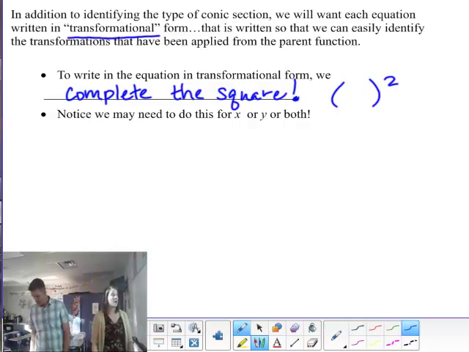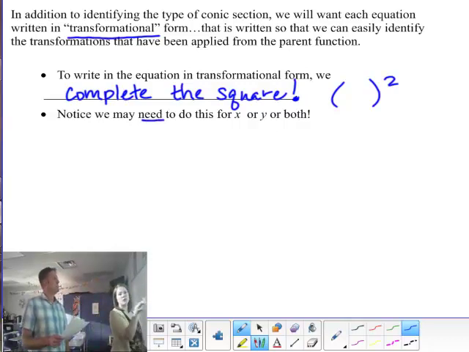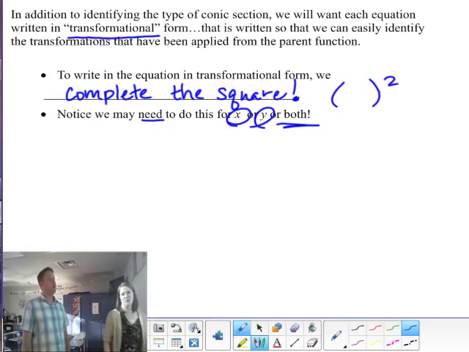Now, because we have so many letters, we may have to complete the square for x or y, or both, in one problem.